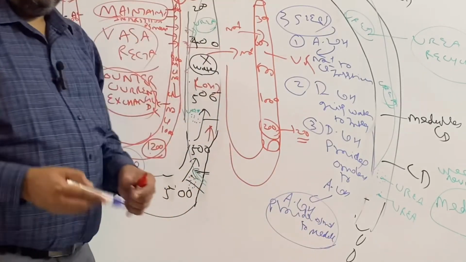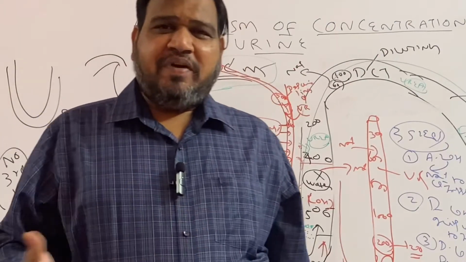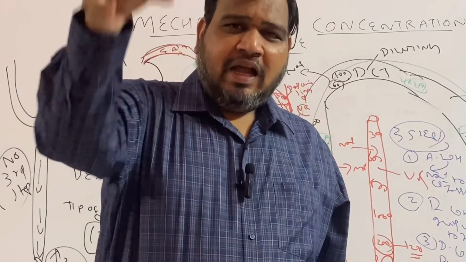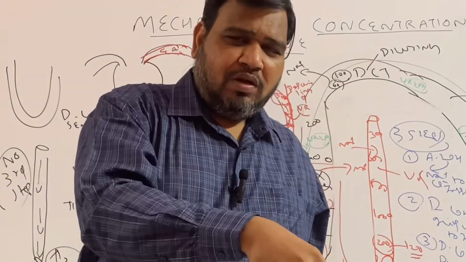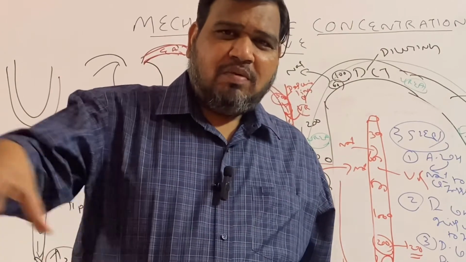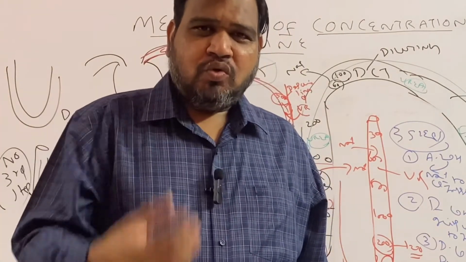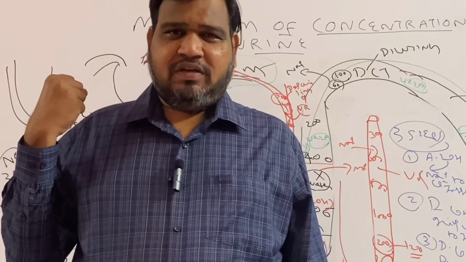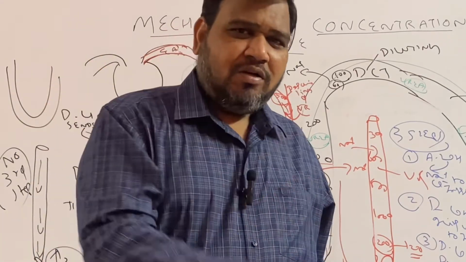So it is a cycle. Descending limb is providing osmolarity to the ascending limb. Ascending limb is providing the osmolarity to the medulla. Medullary hyperosmolarity is maximum up to 1200, and 1200 helps to take the water with the help of ADH, and that's how you get a concentrated urine.